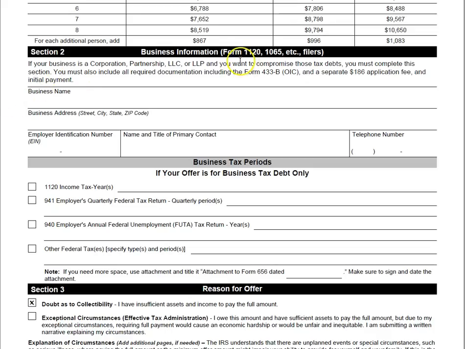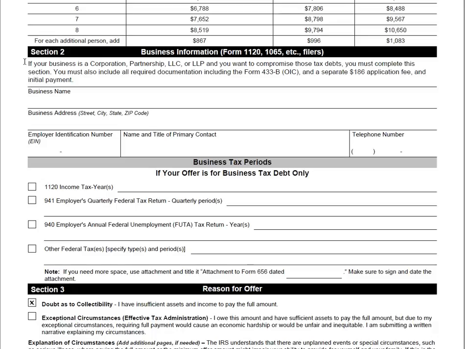So if you have tax debt for Form 1120, 1065, 1120S, any type of business entity, you can put that here. Now I will tell you, if you have a business that is operational, you will not get an offer and compromise accepted. This is one of the IRS guidelines that they do not accept offers for in-business entities.